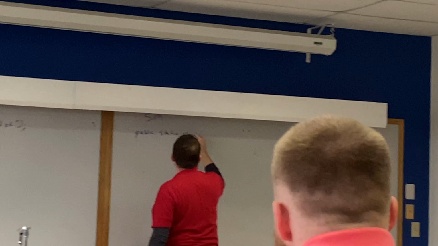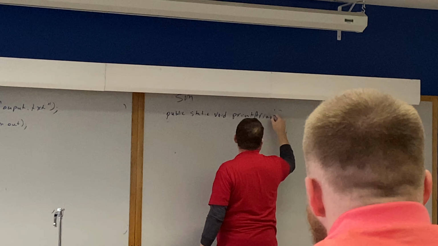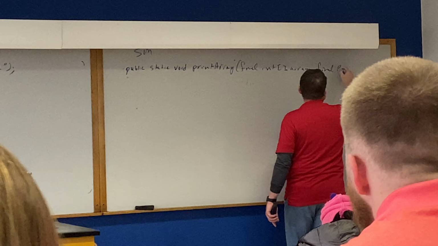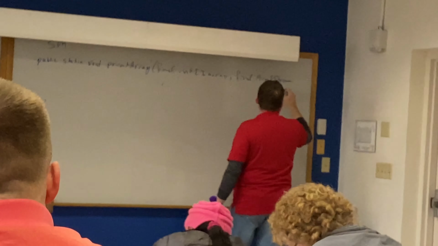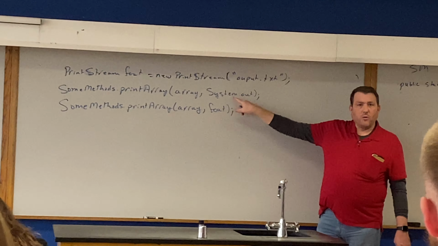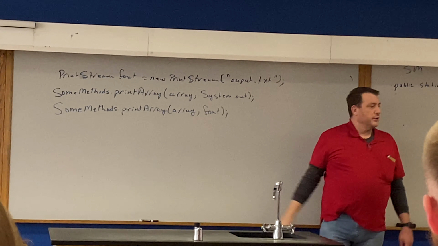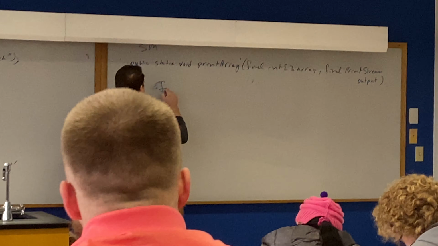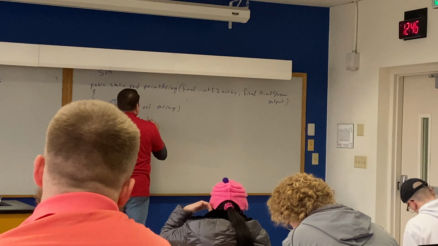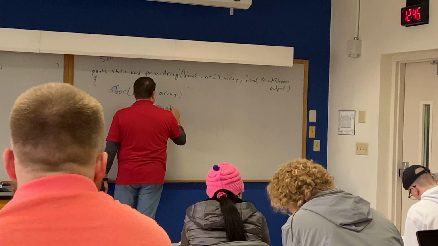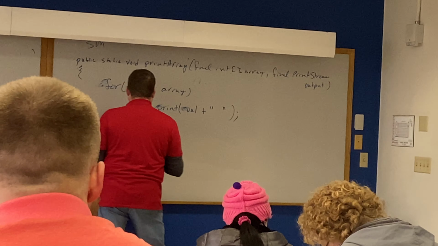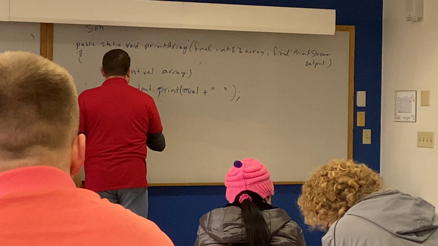Public static void printArray, final int square brackets array, final PrintStream output. One time output is going to take on system.out. One time output is going to take on fout. So all we have to do here is literally for int val colon array, output.print val plus the space, and at the very end output.println.